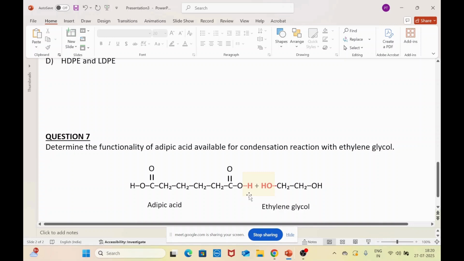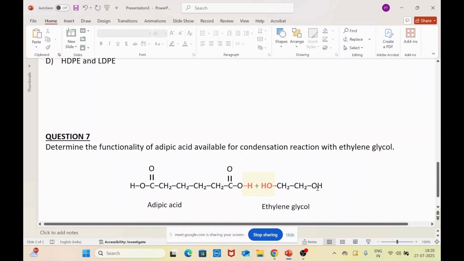So there will be some other ethylene glycol molecules also coming towards this side to react with adipic acid. So this carboxylic group that is present will react with that ethylene glycol. And similarly for ethylene glycol, if I ask the functionality of ethylene glycol with respect to adipic acid, then also it's going to be 2, because through this position another adipic acid will come and react with this OH group of this ethylene glycol that you see.